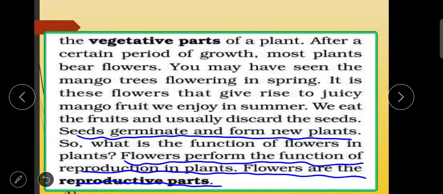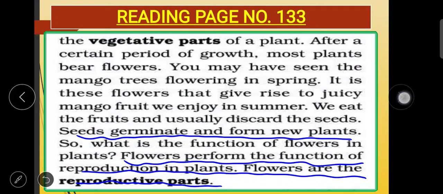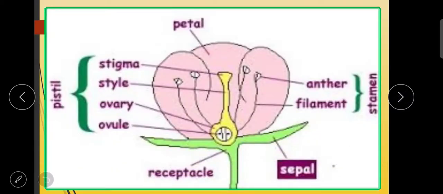So, do you want to know what those reproductive parts are that we have already seen in class 6? Here is the diagram of different parts of a flower. Children, you remember these colored parts are called petals. These green parts at the base are called sepals. Later on we have another part. These are called stamen, which contains anther and filament. And we also have the internal part, the pistil, which contains stigma, style, ovary and ovule. So these were the parts of the flower which we have already learned in class 6.